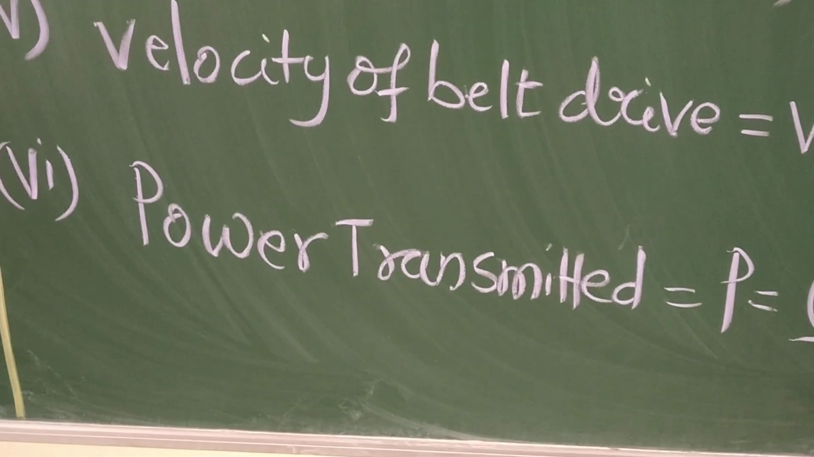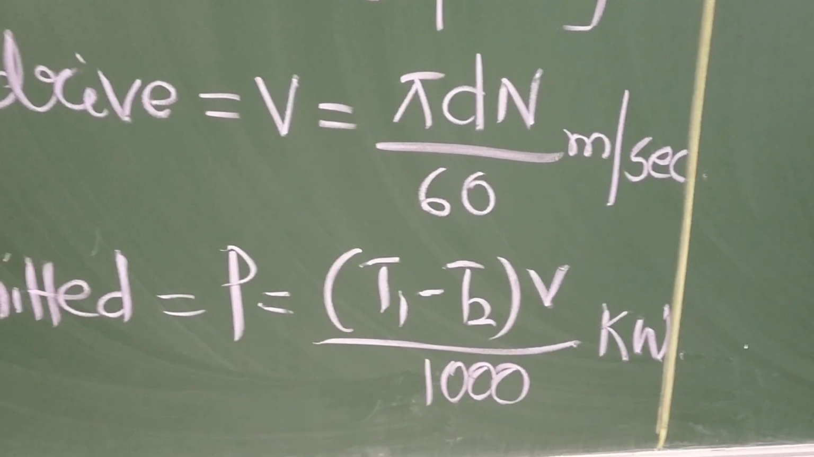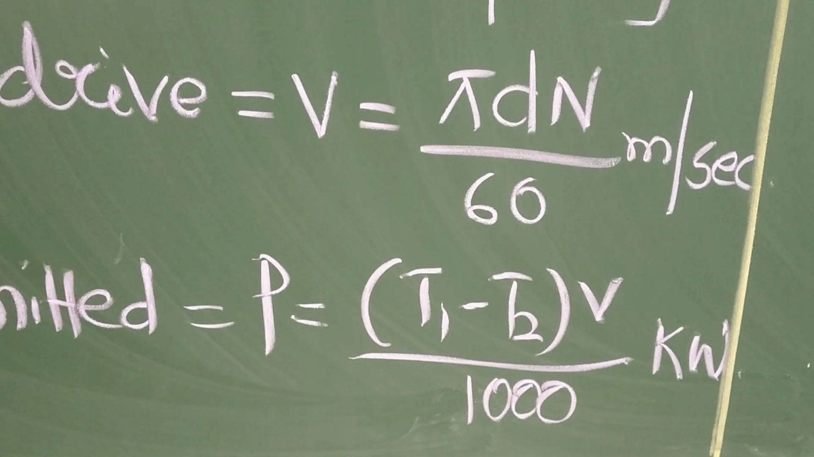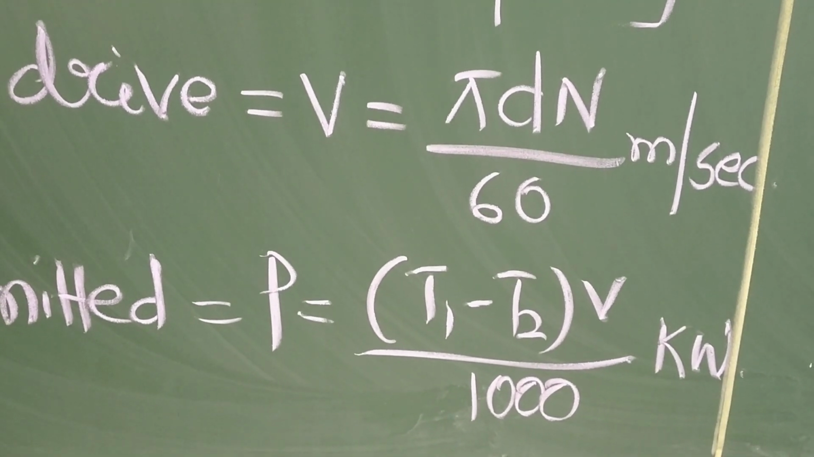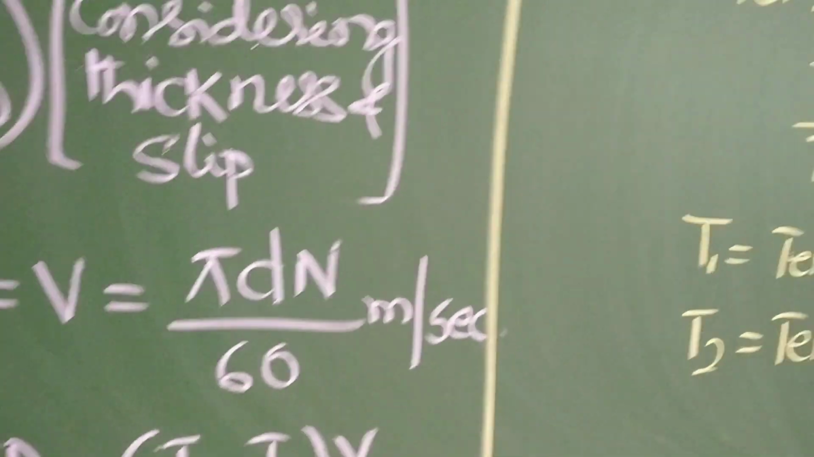What is the amount of power transmitted by the belt? P equals T1 minus T2 into V divided by 1000 kilowatts, where T1 is the tension in the belt on the tight side and T2 is the tension in the belt on the slack side.